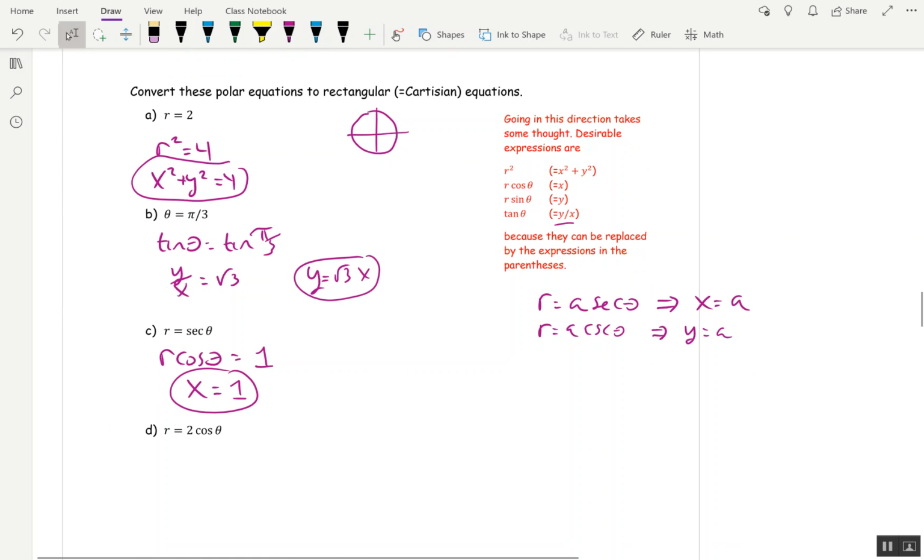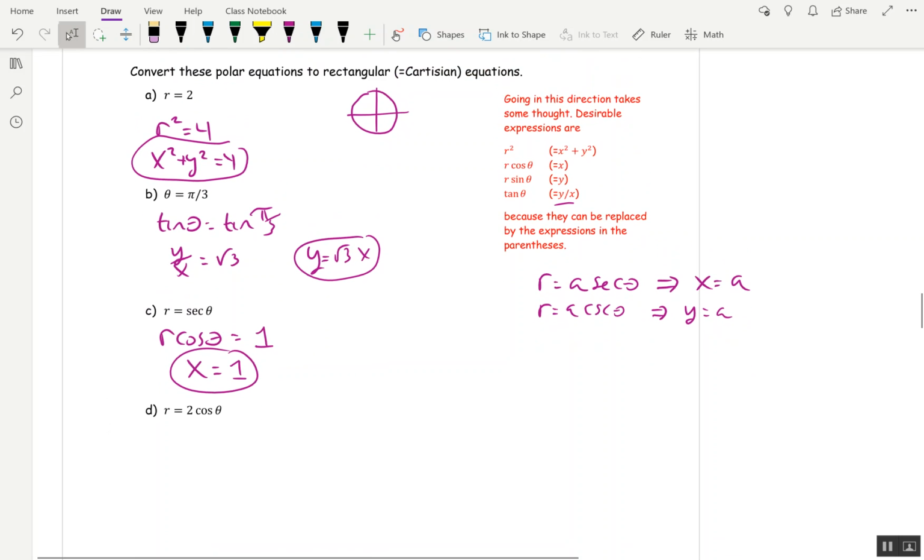Okay, and last one before I have you try some. r is 2 cos theta. Okay, so let's see. If I square both sides, I'll have a nightmare. I'll have x squared plus y squared over here, but over here I'll have cosine squared with no r's. That would be bad. I think the most useful thing to do here is multiply both sides by r.